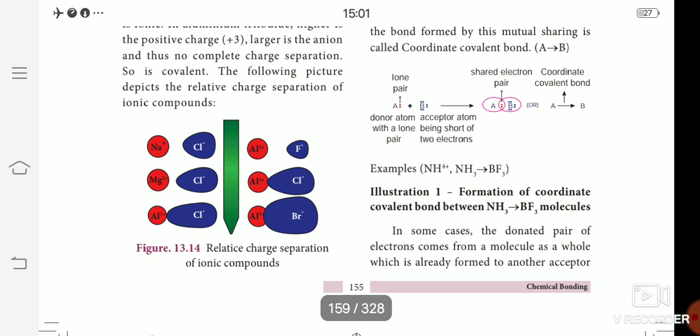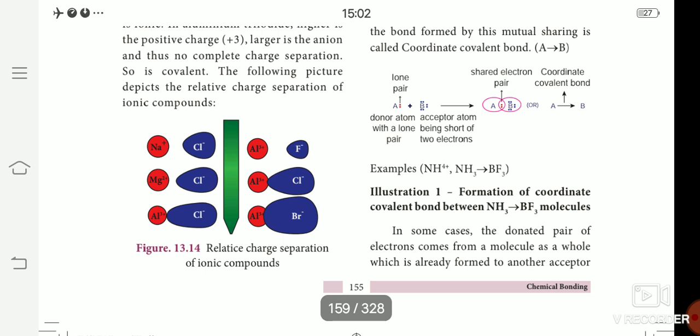So this Fajan's rule is relative to the charge separation. Negative charge and positive charge are separated. So the charge separation of ionic compound. A metal combines with a non-metal through the ionic bond, so the ionic compound is formed. The charge of cation and anion are completely separated.